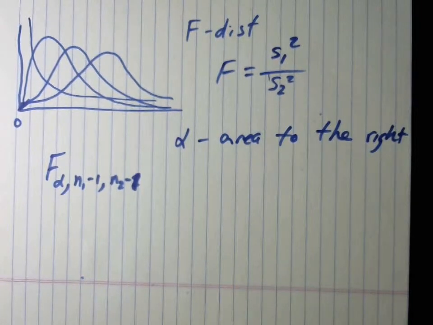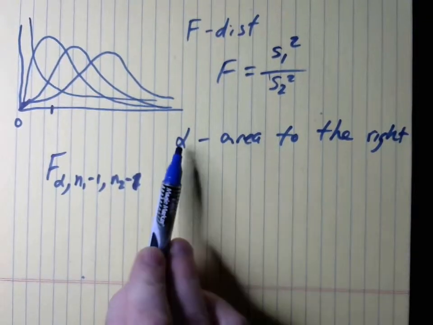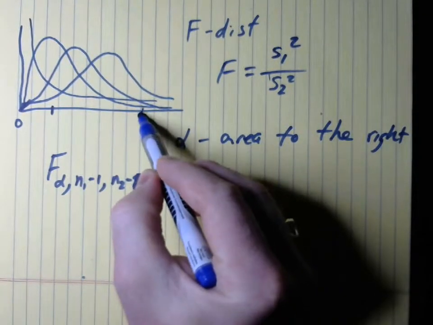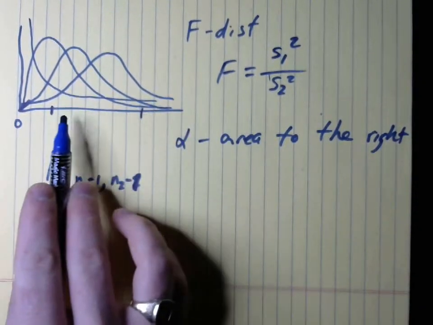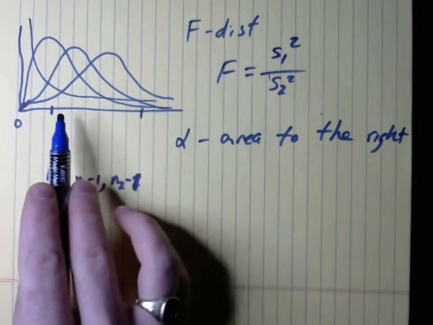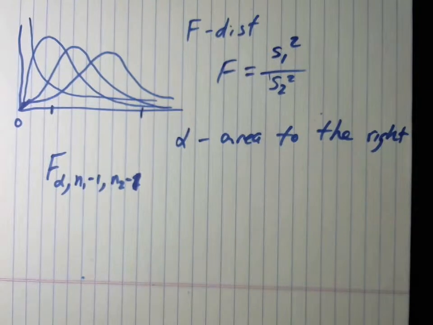Unlike the z distribution, which measures the area to the left, this measures the area to the right. So if we were looking at an F value here, that would have a really large alpha compared to an F value here, because the area to the right here is relatively small compared to the area to the right here, as you can see. So think area to the right.